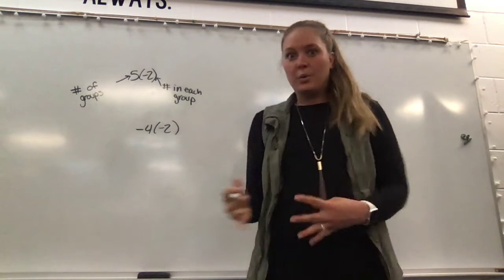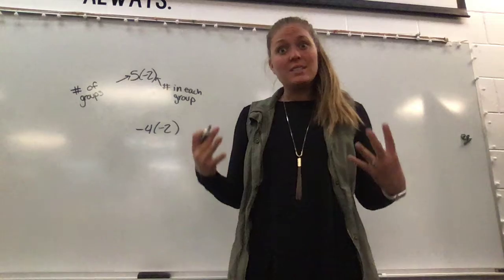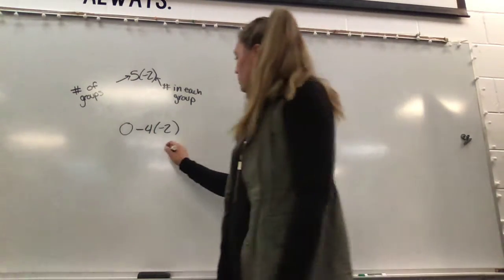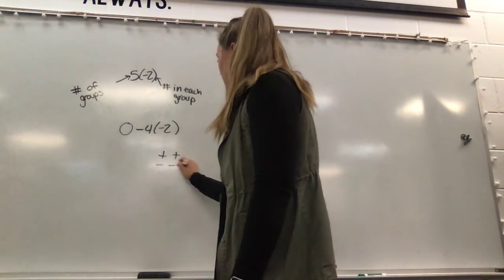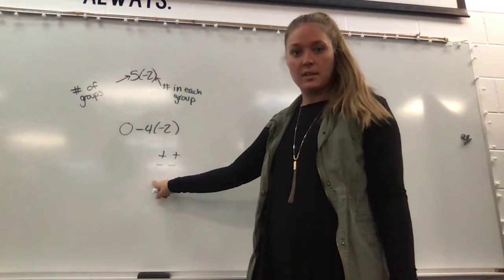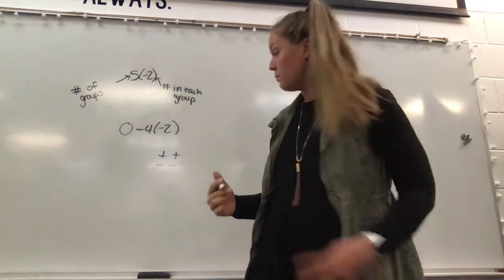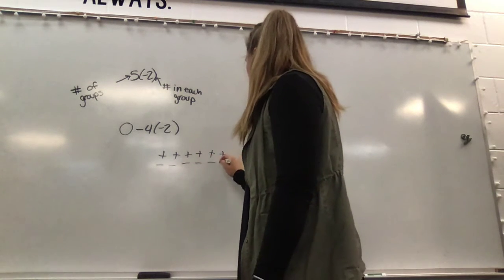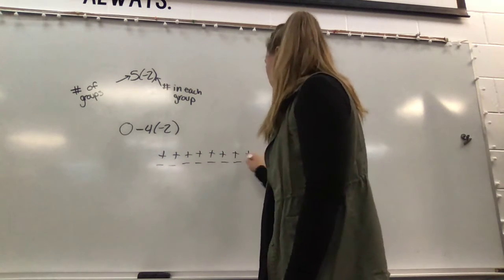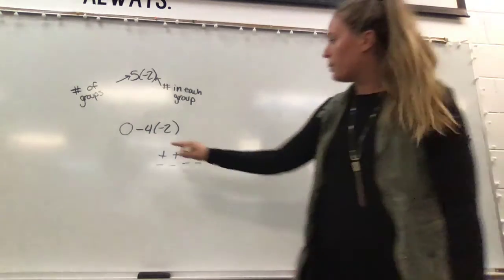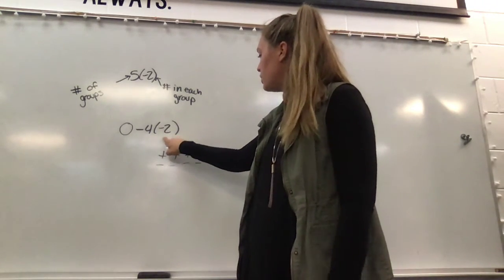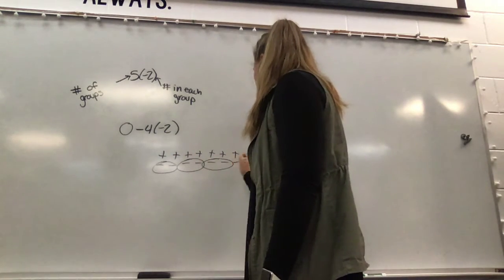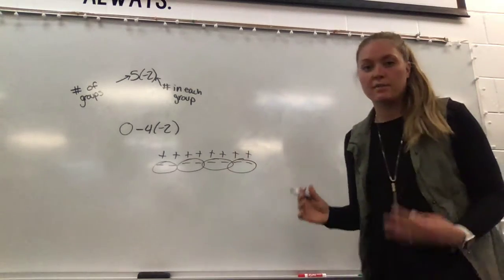Well, what are we subtracting it from? That's 0. So we're going to think about taking it away from 0. So we're going to make some 0 pairs here because this is 0, right? A positive and a negative, that's a 0 pair. We're going to make 8 of these. So we've got 8. We're going to remove 4 groups of negative 2. So here's my 1 group, my 2nd group, my 3rd group. Here's my 4 groups of negative 2.